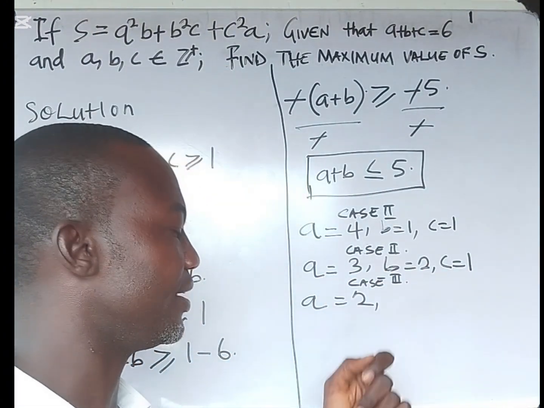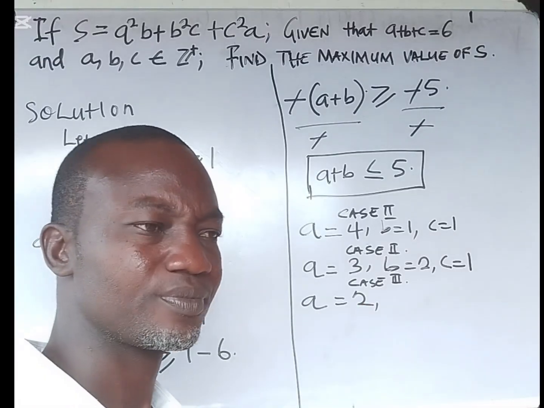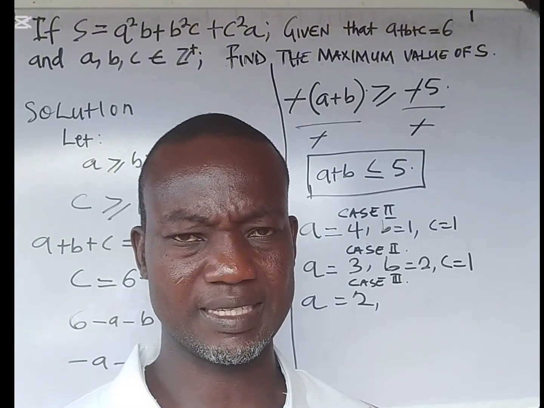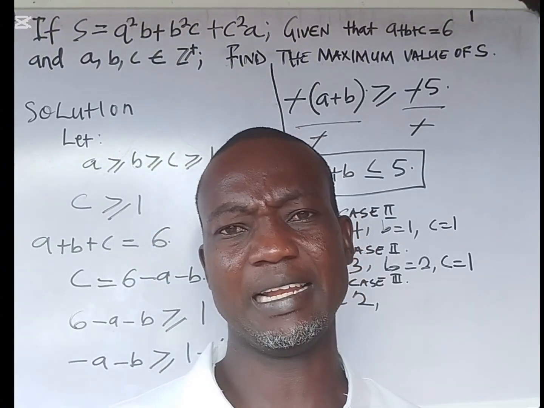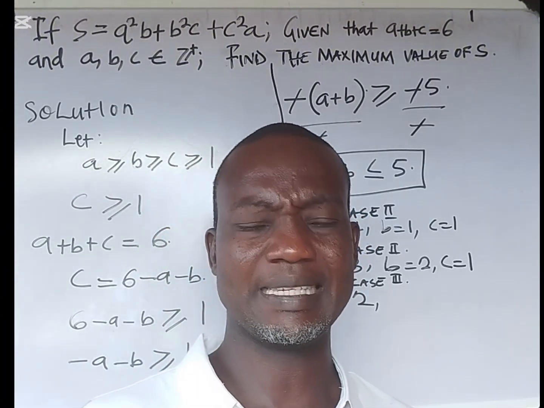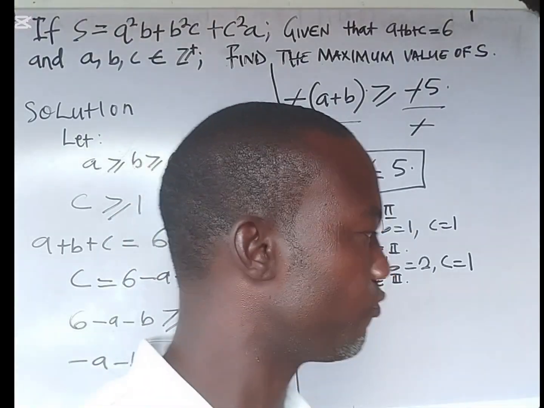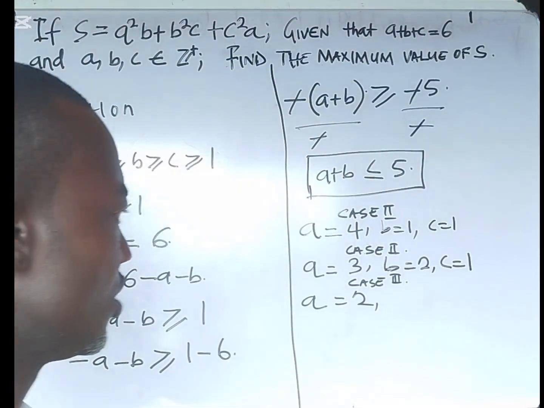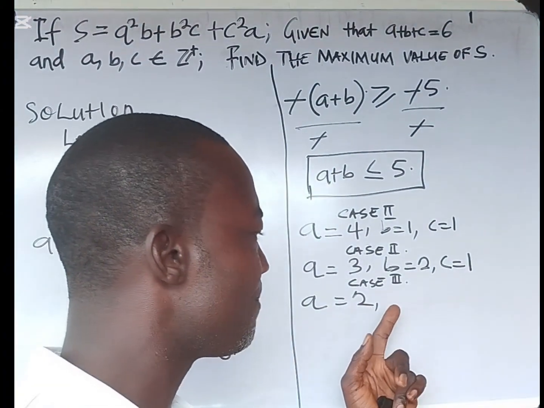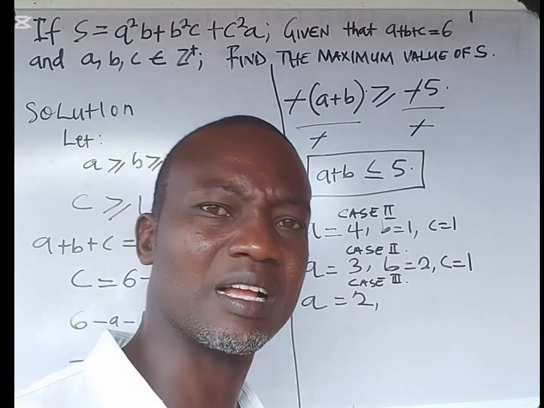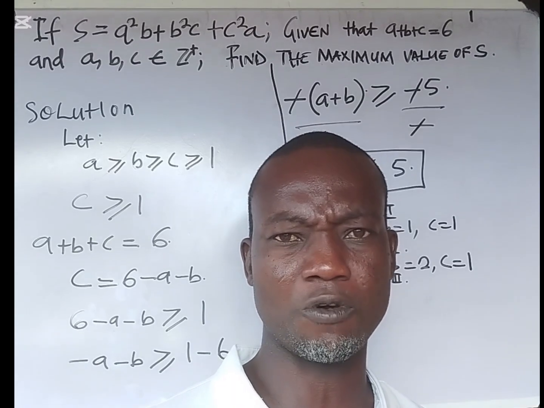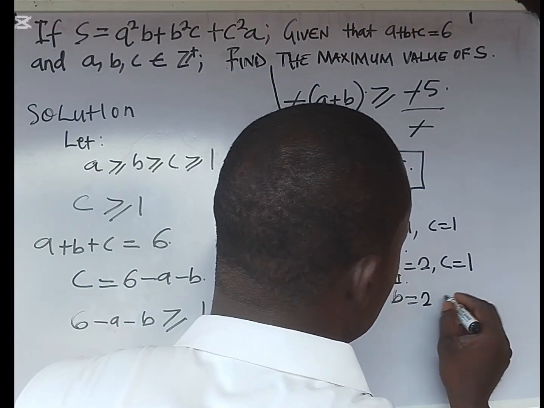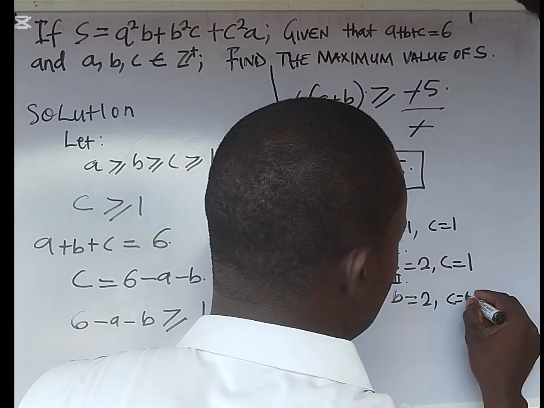We'll now go to case 3, where A is equal to 2. If A is equal to 2 and A plus B plus C is equal to 6, it means that B and C are left to share 4. But mind you, from the assumption, the values of A, B, and C can be the same. So if A is equal to 2 and B and C are to share 4, then B must be equal to 2 and C must be equal to 2.